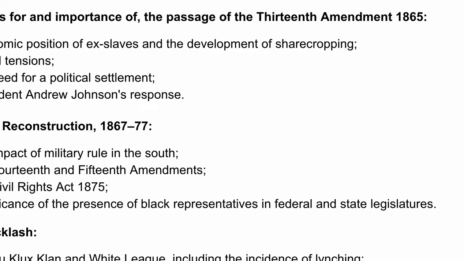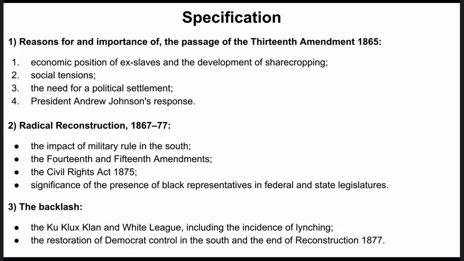Okay, so to begin with, starting with the specification, it's broken into three sections. So this is topic one, Reconstruction 1865 to 77. And it's broken down into these three areas. So the 13th Amendment, so reasons for and the importance of the passage of the 13th Amendment, radical Reconstruction, and the backlash. So I'm going to go into each of these, and this is how you should structure your revision around those key bullet points.